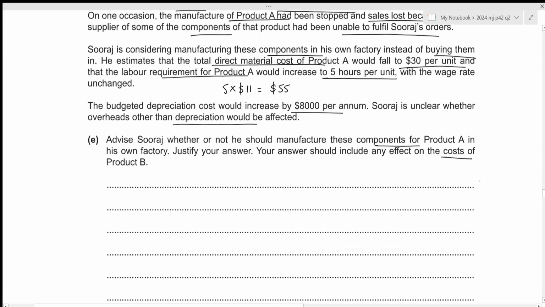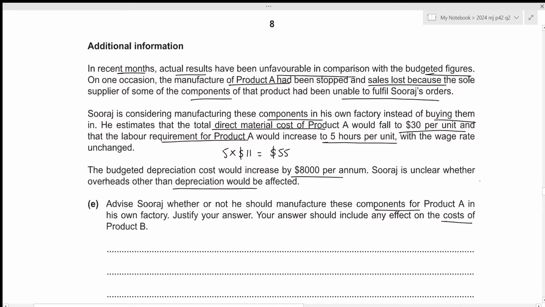Okay, this is of 7 marks. Alright, so 1 mark will be reserved for the decision, 2 marks for advantages of manufacturing these components, 2 marks for disadvantages, and 2 marks will be for the effect on the cost of product B. Let's start with the advantages.